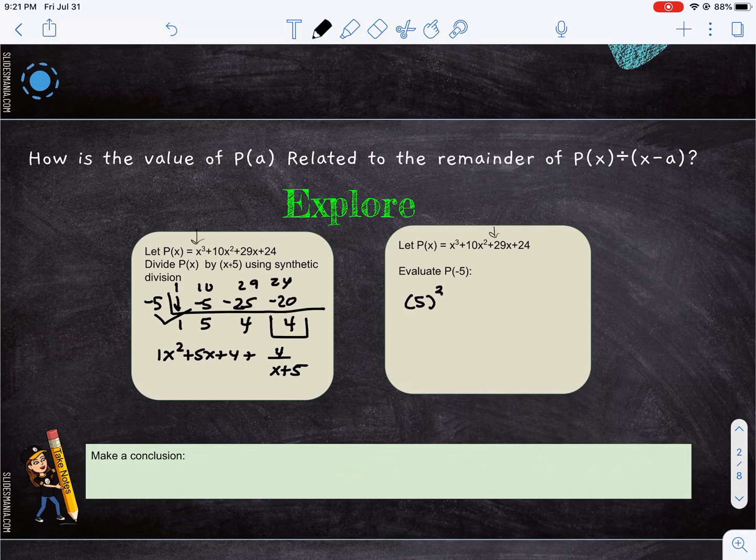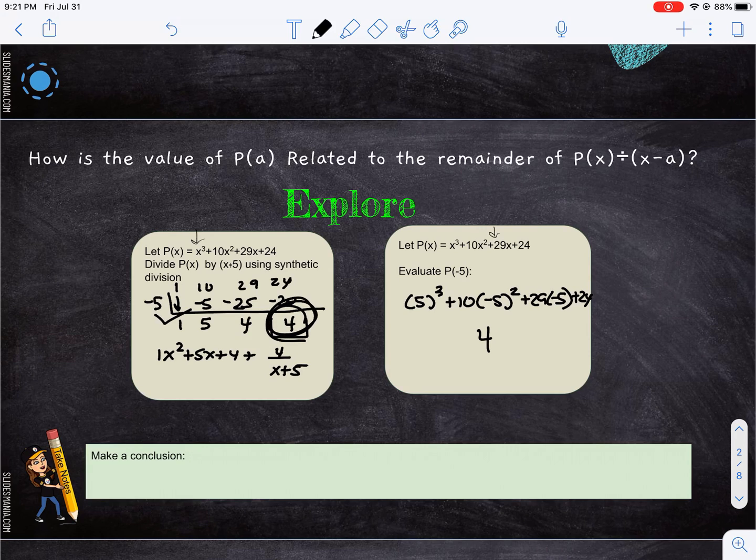So let's evaluate now P at -5. So let's do -5 cubed plus 10 times -5 squared plus 29 times -5 plus 24. So something like that, totally type it all in your calculator. Easy peasy way to do that. But if you type all that in, you'll notice that you also get an answer of 4.